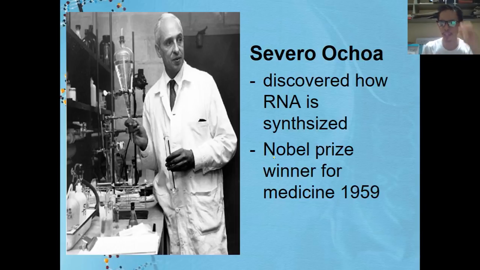Alright, so we have right here Severo Ochoa. So this scientist, this fellow that we have right here, discovered the RNA and how it is synthesized. Basically, he discovered how RNA came to be and how RNA is produced inside the cell. With that, he won a Nobel Prize for medicine in that particular research.